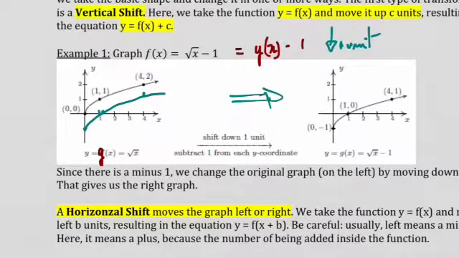Now, if instead of a minus 1 I had a plus 1, I would have had a shift up of 1 unit. Instead of 2, I would have had 3 on y, instead of 1, I would have had 2 on y, and instead of 0, I would have had 1, and so I would have had this function going up.